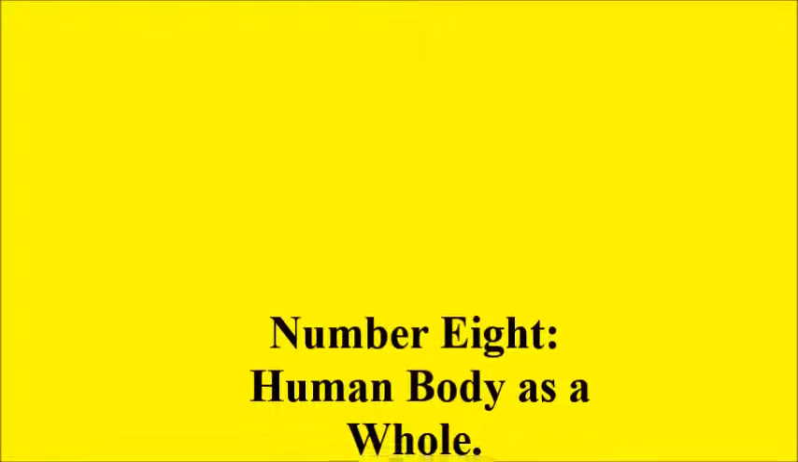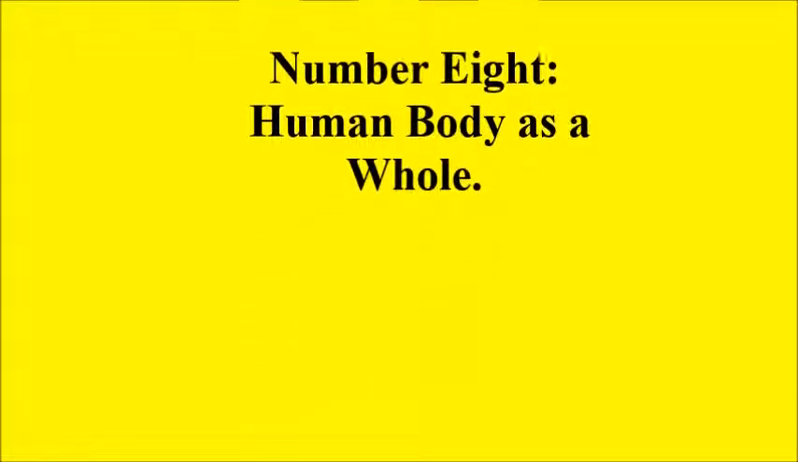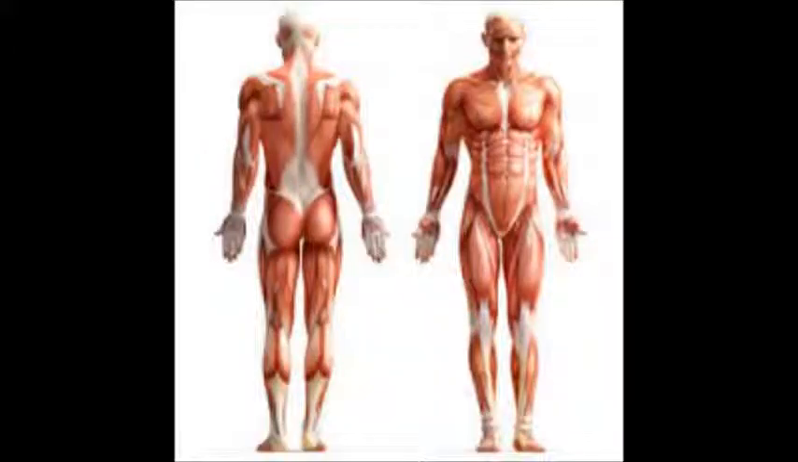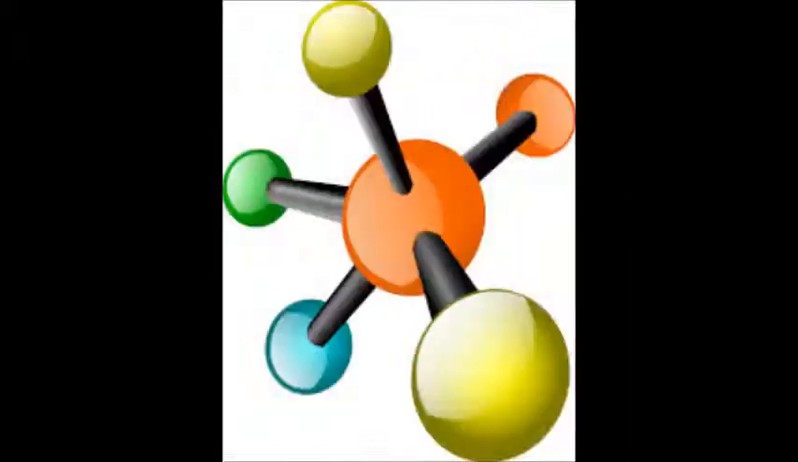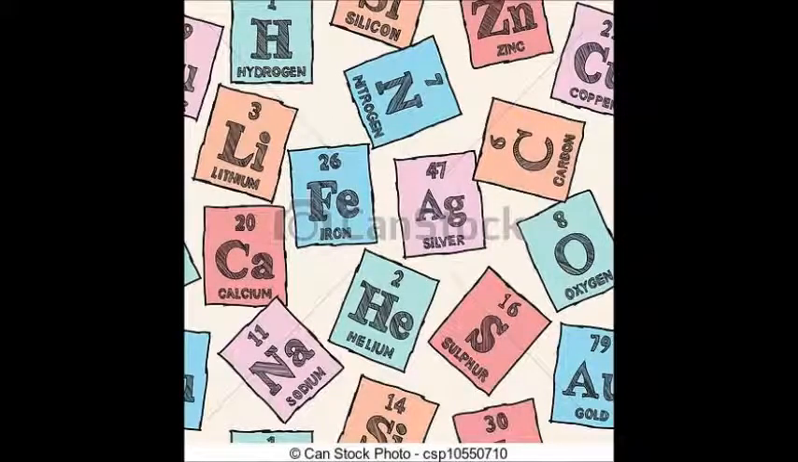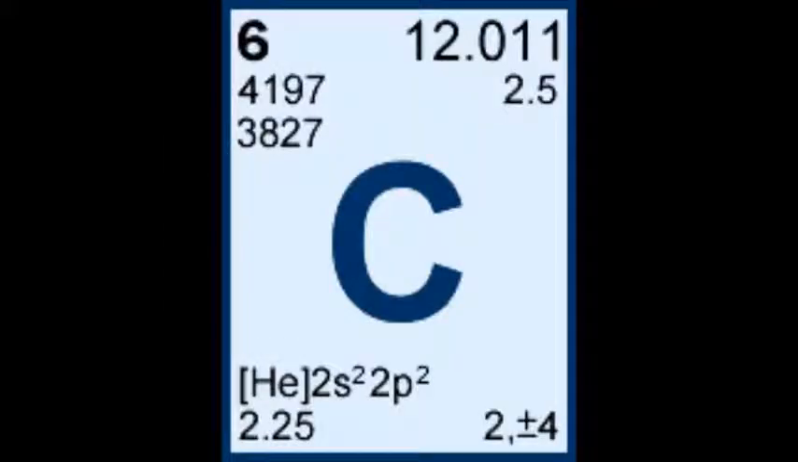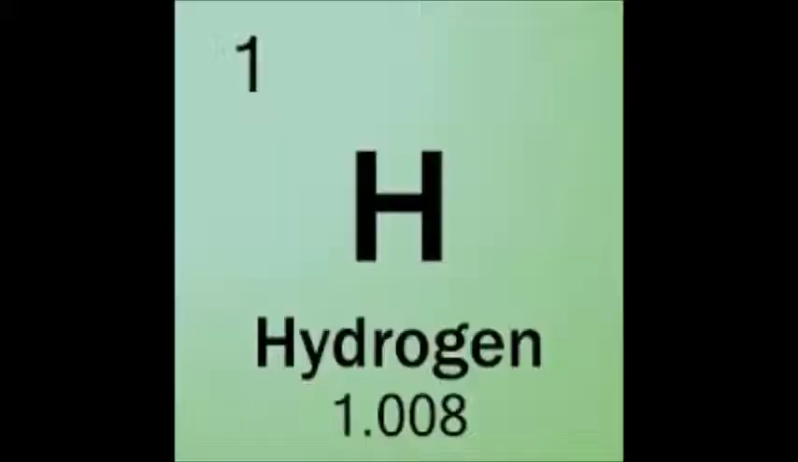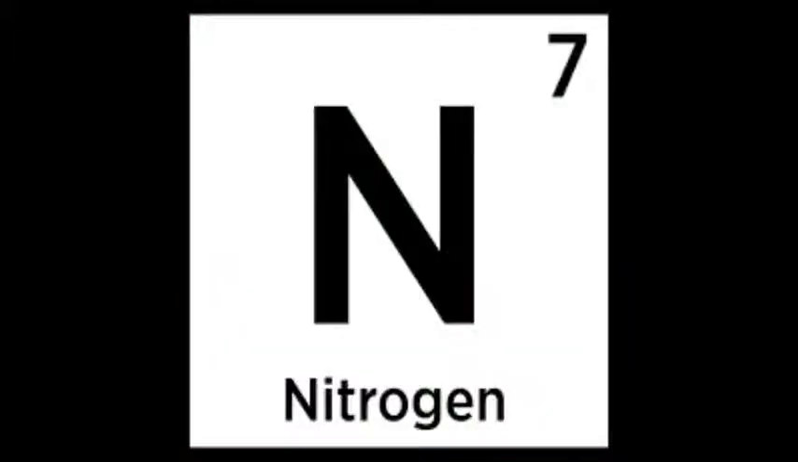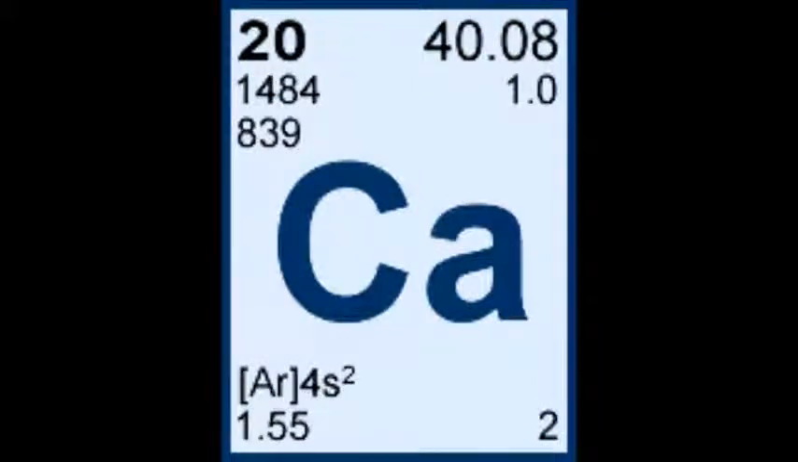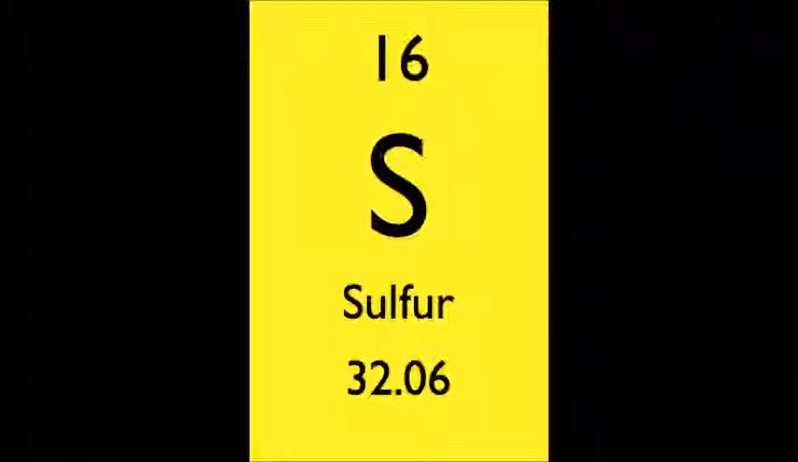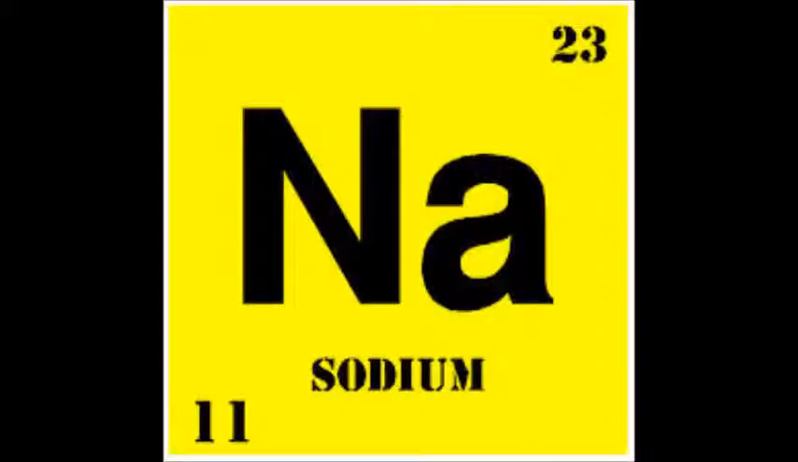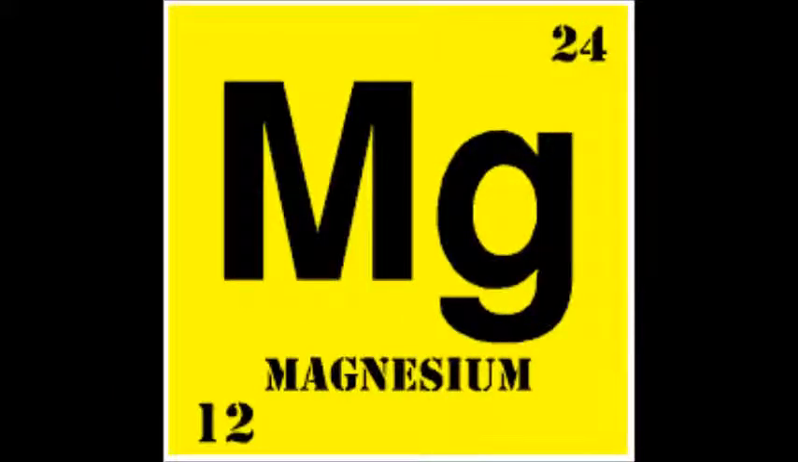Number 8. The human body as a whole. The human body is made up of many different cells, organs, and organ systems. But when you look at the human body on the molecular level, it is made up of 10 main elements. 65% of it is made out of oxygen, 18% carbon, 10% hydrogen, 3% nitrogen, 1.5% calcium, 1% phosphorus, 0.35% potassium, 0.25% sulfur, 0.25% sodium, and 0.05% magnesium.